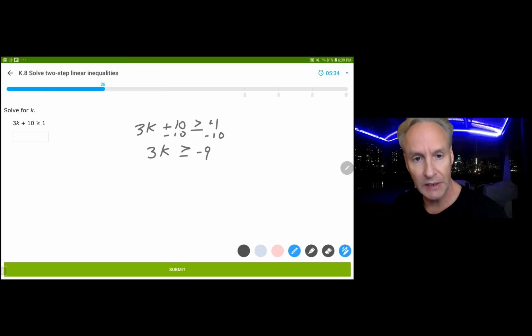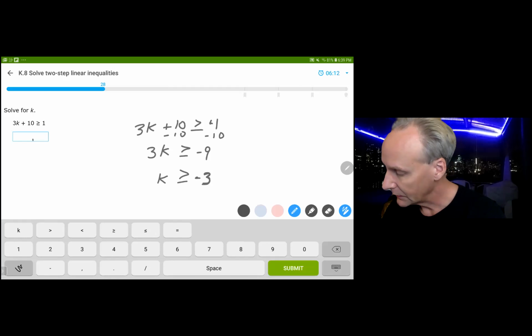Look, the 3k is still positive 3k. This side, we subtracted 10 from both sides. You never change the sign when you subtract or add. You only change the sign when you multiply or divide by a negative, when you change the sign on both sides. I'm going to divide by positive 3, which again does not change the sense of my inequality. K needs to be greater than or equal to negative 3. Again, a real easy way to check this is to pick a big number that's bigger than negative 3, like 10, and put it into your equation, and you get 40 is greater than or equal to 1, which is true. So K is greater than or equal to negative 3.